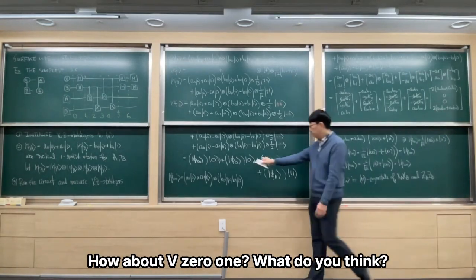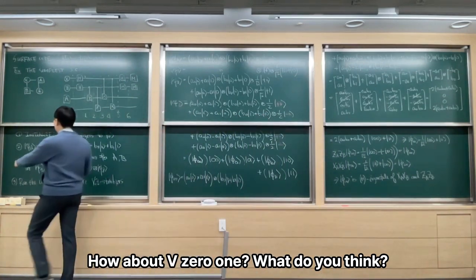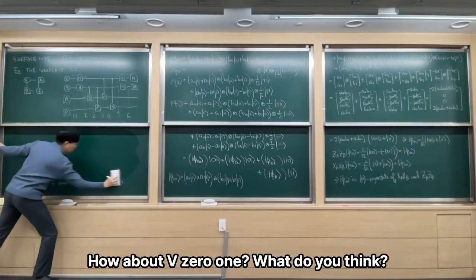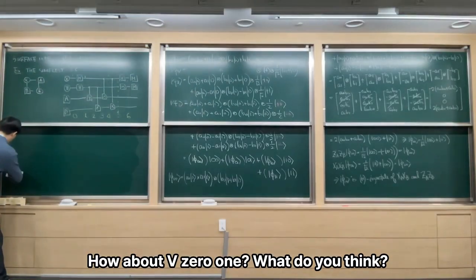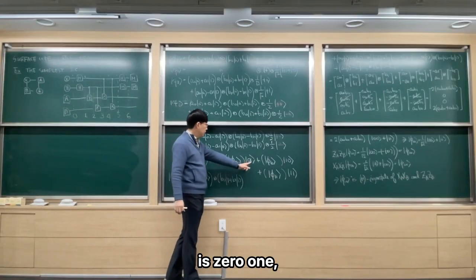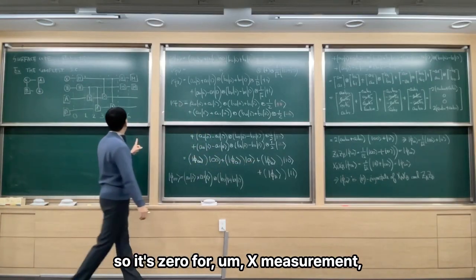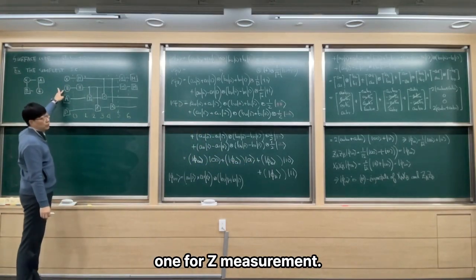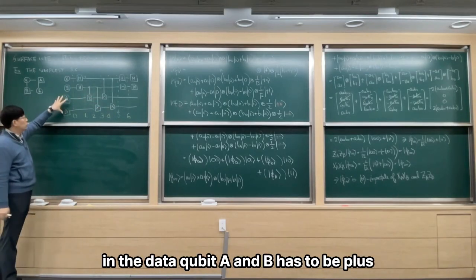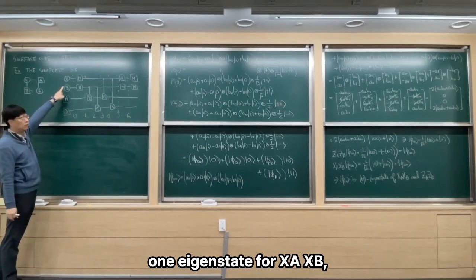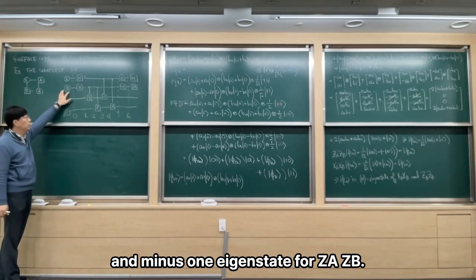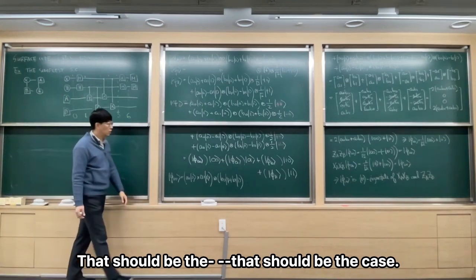How about phi 0, 1? What do you think? How about phi 0, 1? It means that your measurement outcome is 0, 1, so it's 0 for X measurement, 1 for Z measurement. So it should mean that the quantum state stored in the data qubits A and B has to be plus 1 eigenstate for XA, XB, and minus 1 eigenstate for ZA, ZB. That should be the case.